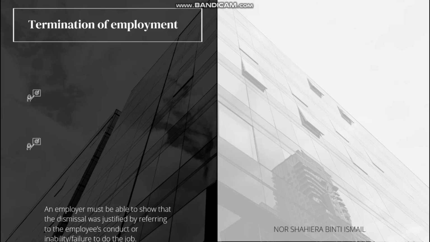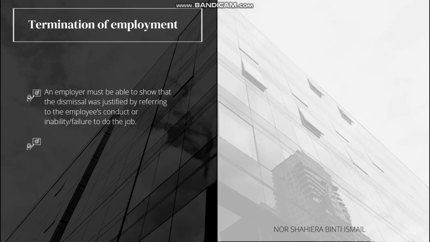Termination of employment. An employer must be able to show that the dismissal was justified by referring to the employee's conduct or inability to do the job. The company should always follow their policy and procedure to ensure that they are following statutory guidelines.